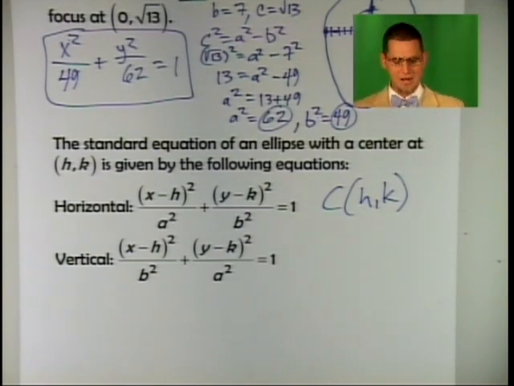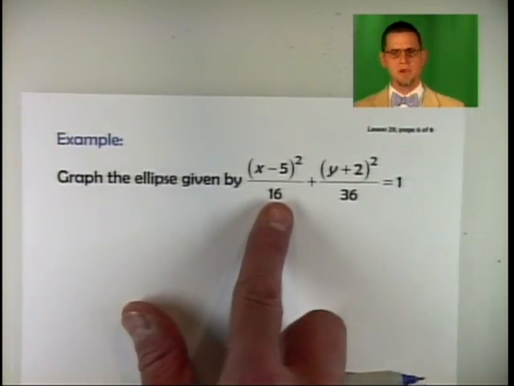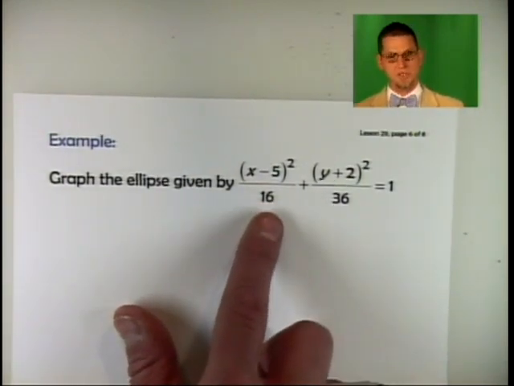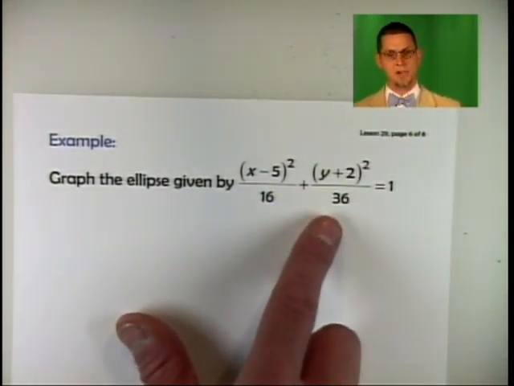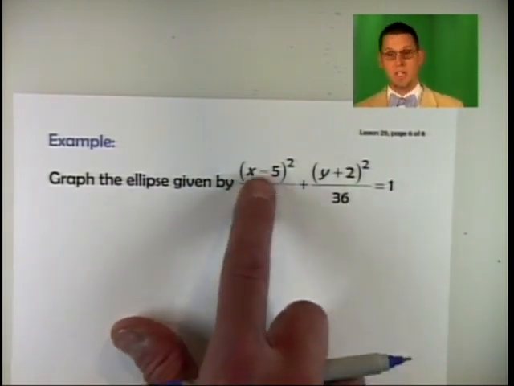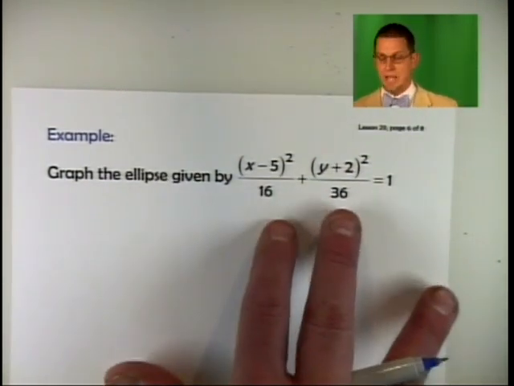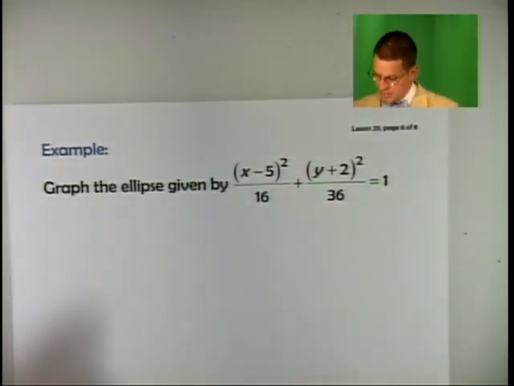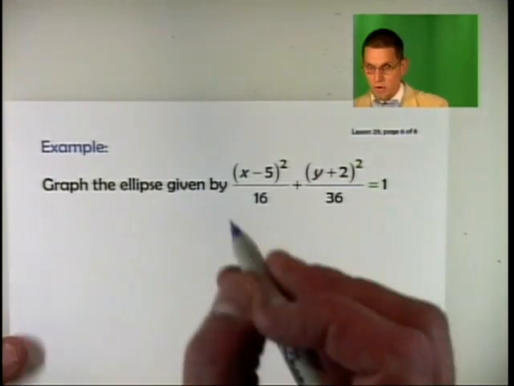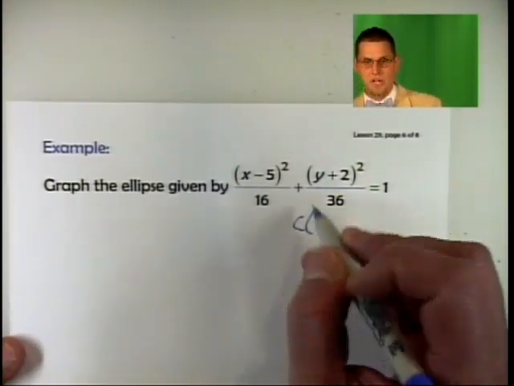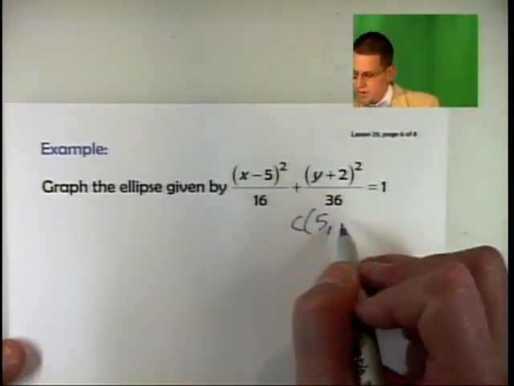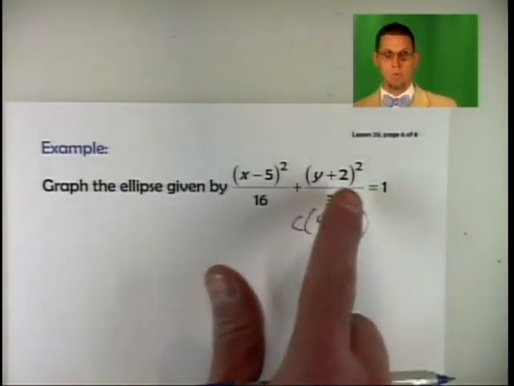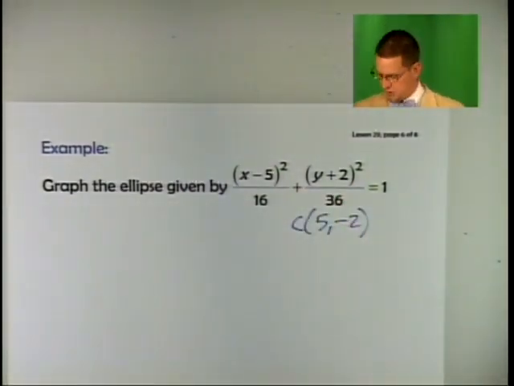Okay? Not really difficult. Let's go ahead and graph this ellipse given by x minus 5 squared over 16 plus y plus 2 squared over 36. Notice, in fact, it is an ellipse because it's x squared plus y squared, and we have different numbers underneath the x and y, which means it's dilated differently than a circle. So what we want to carefully do is identify the center. The center is at 5, comma, negative 2. Y plus 2 is y minus negative 2.